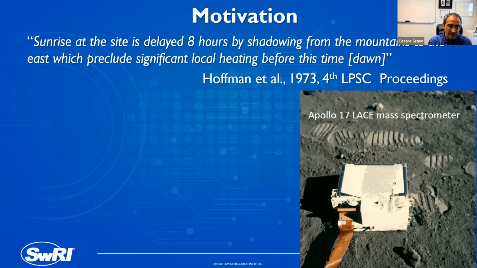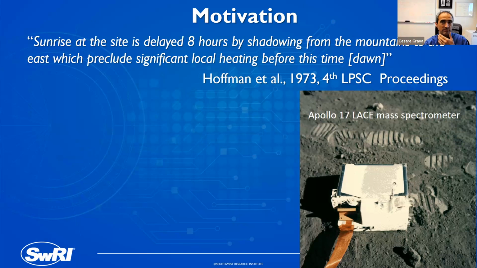But while I was reading the review literature, I stumbled upon this sentence. Sunrise at the site where LACE was located is delayed 8 hours by shadowing from the mountains to the east, which preclude significant local heating before this time, dawn. Apollo 17 was in the Taurus-Littrow Valley, and so the fact that you have the mountains to the east delayed the dawn. And so the particles that LACE was measuring were coming from the far side beyond the mountains.